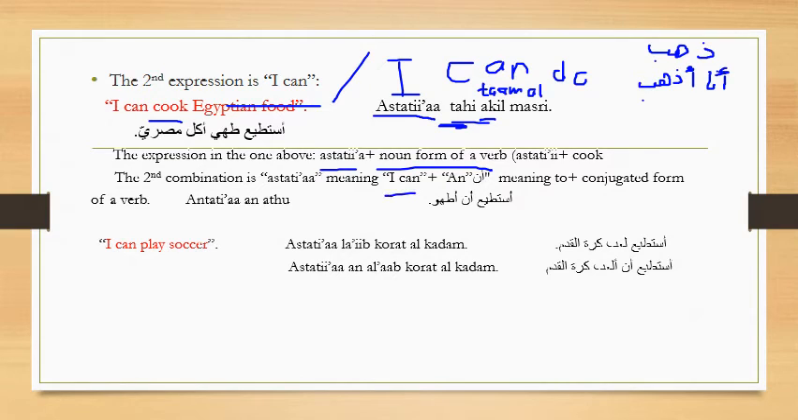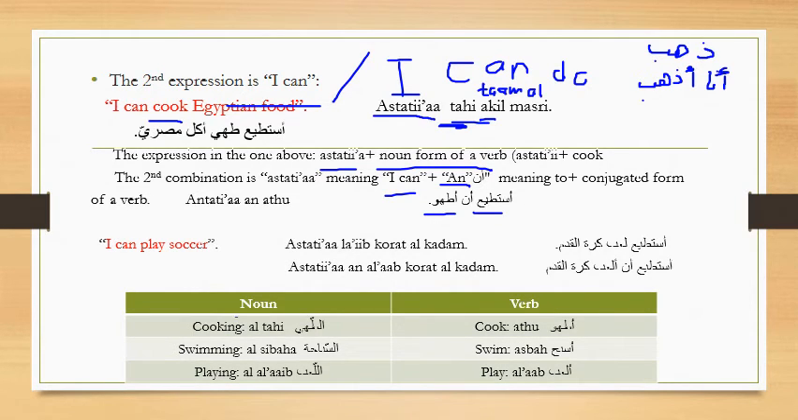So here I can is أستطيع, then you use أن plus the conjugated form of the verb. So here you have الطهي is the noun. The verb will become أطهو. أنا أطهو. Now, I can play soccer. Please take a look. If the noun cooking means الطهي, the verb is أطهو. Swimming is السباحة. The verb is أسبح. Playing is اللعب. The verb is ألعب. These we need to study as vocabulary words for us.